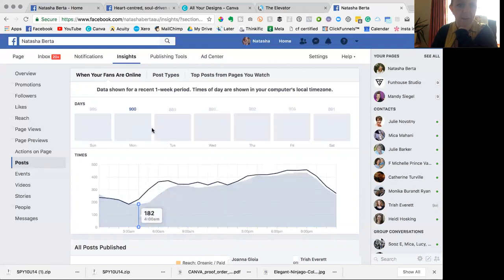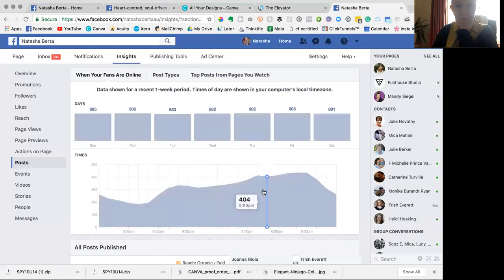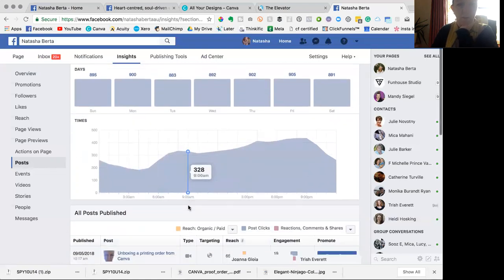Which day? Oh, look, it's quite different on Monday. People getting on much earlier. And Tuesday, different again. Ooh, Wednesday. So you can look at each day when people are on, and you can make decisions about your posting. Like, oh, there's not as much point posting between 10 a.m. and maybe 1 p.m. because not many of my followers are online then. So that's what you can learn from that part.